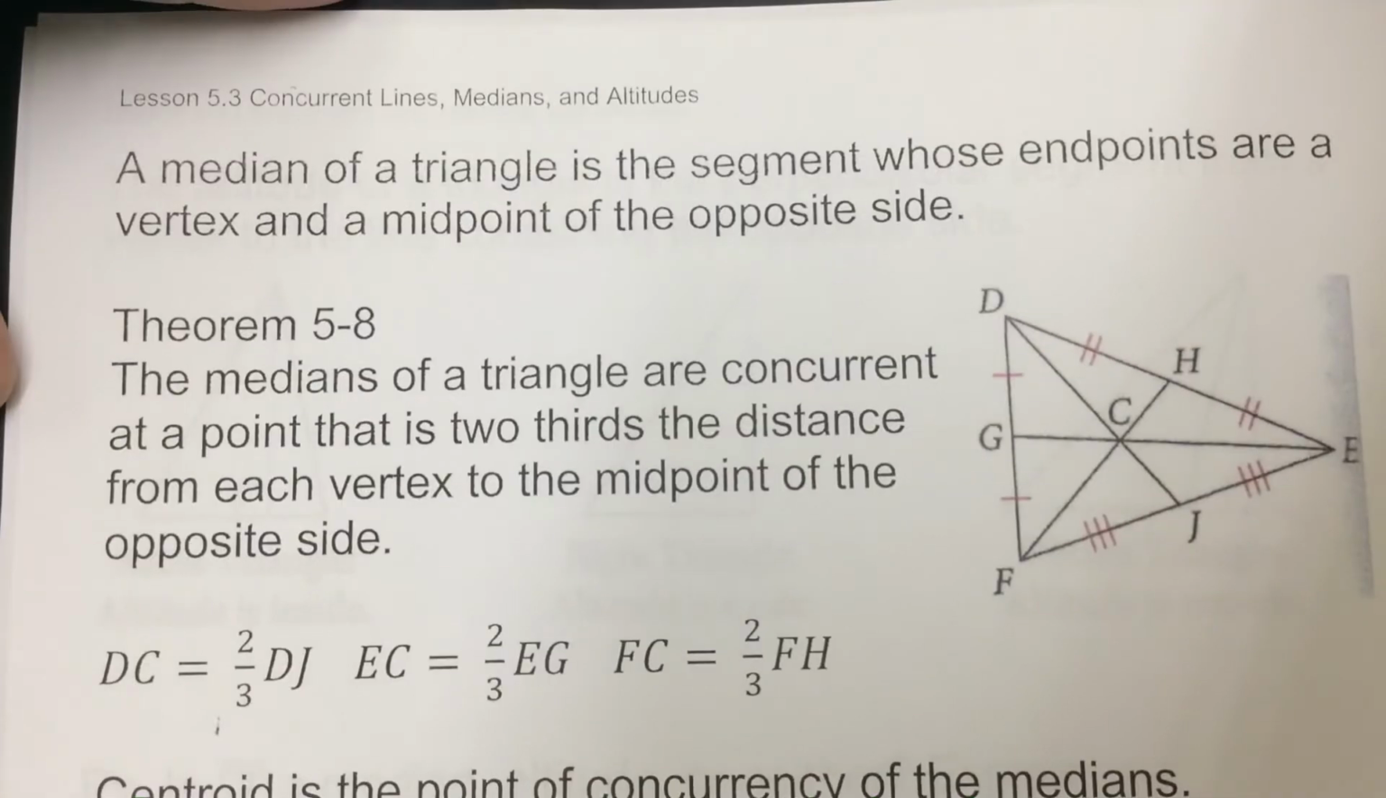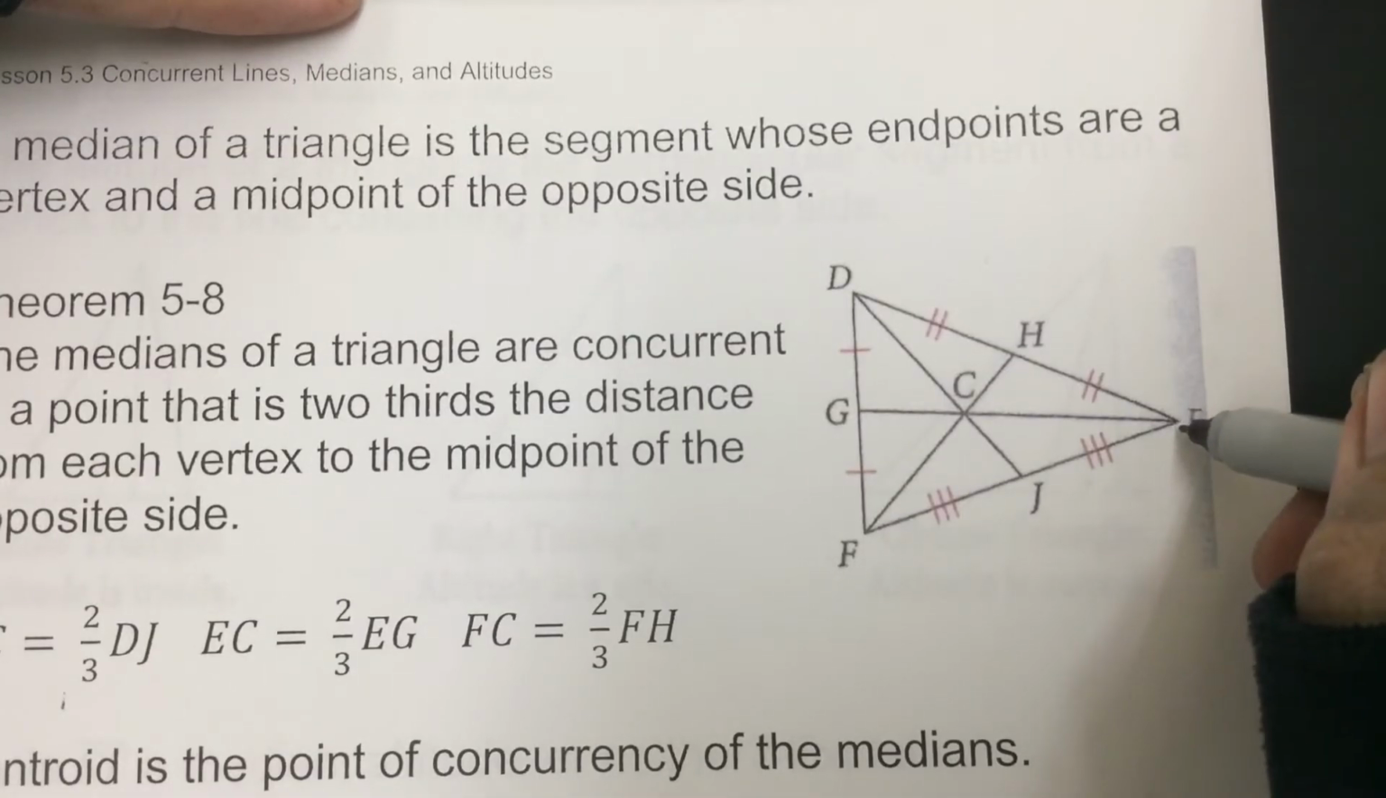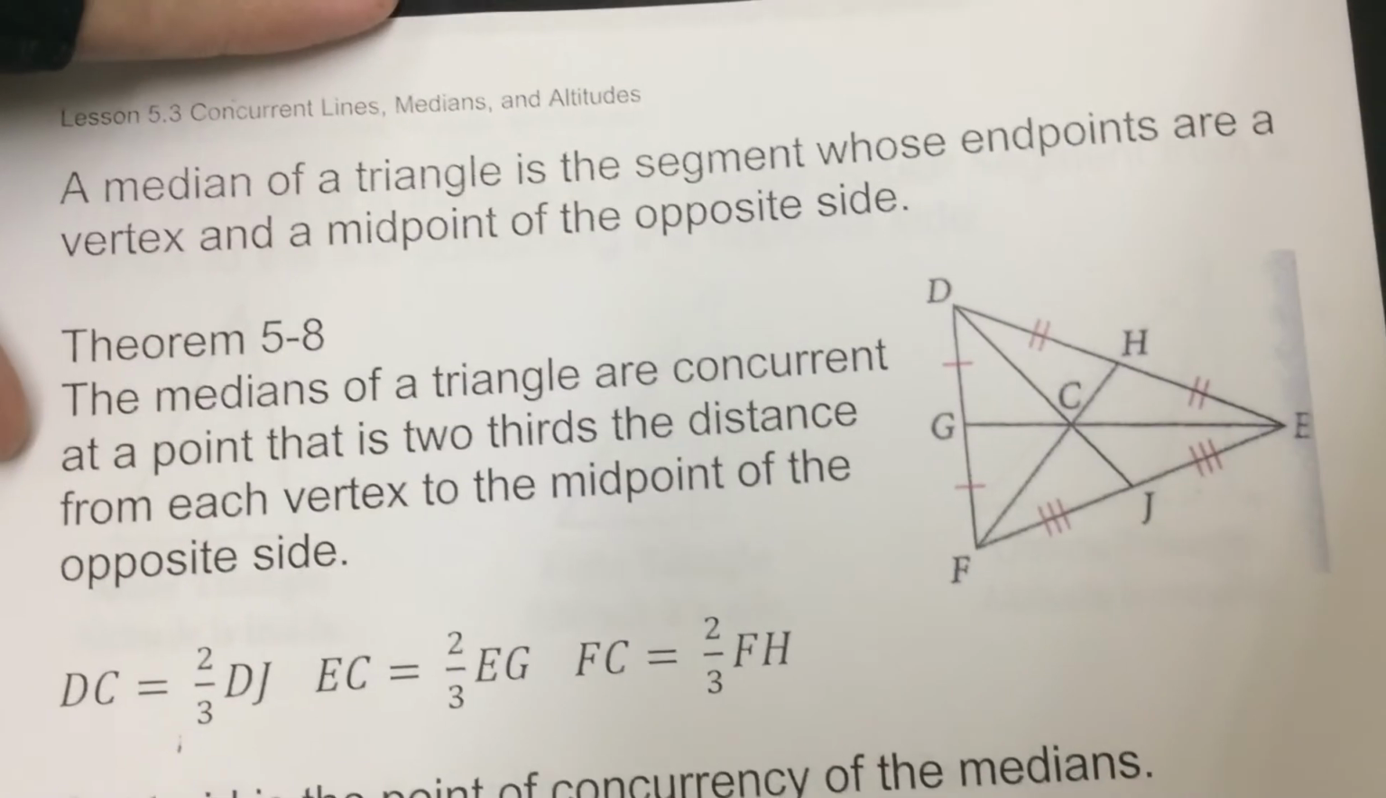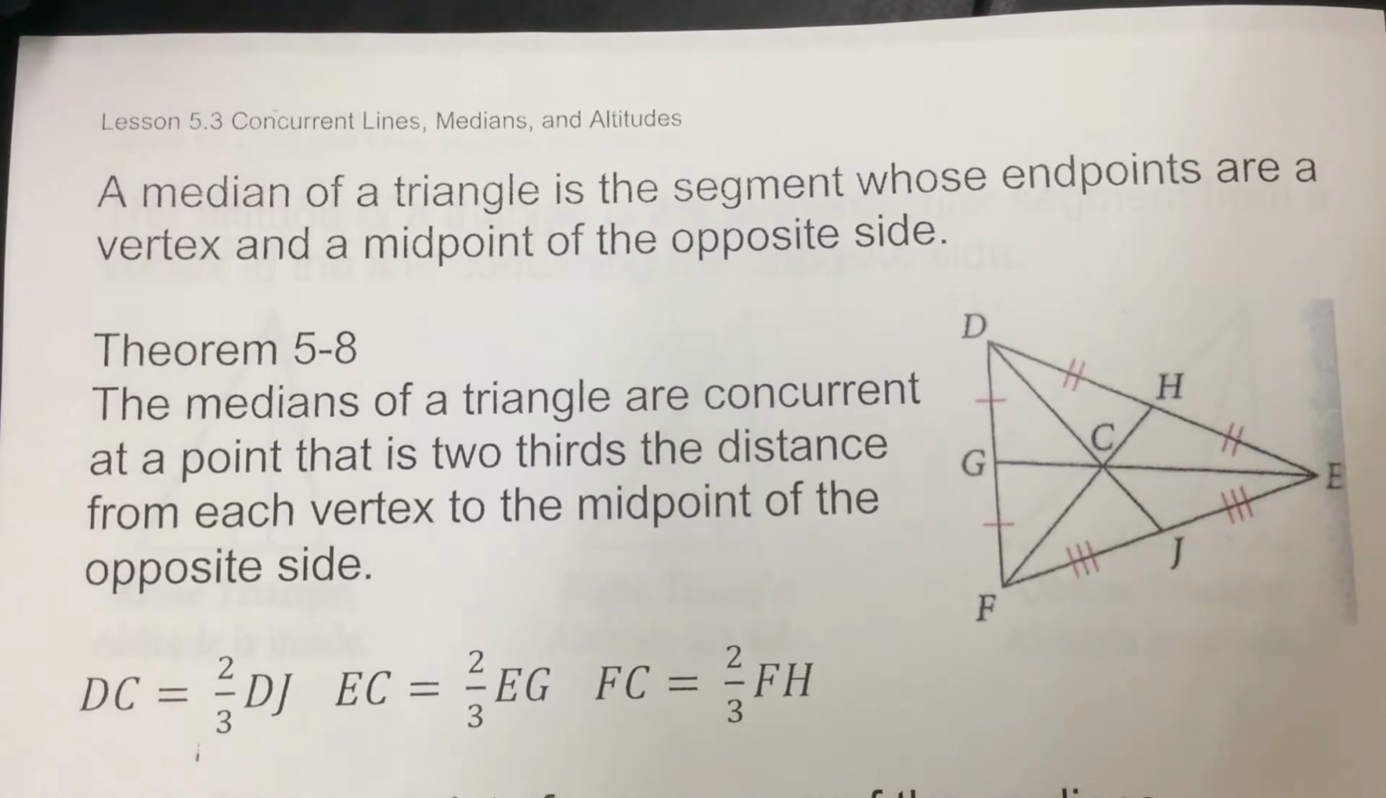Next, we have the medians. The medians of a triangle are where we go from the vertex, so the corner of the triangle, to the midpoint of the opposite side. Now, with that, we have our theorem 5.8, which is where the medians of a triangle are concurrent at a point that's going to be 2/3 of the distance from each vertex to the midpoint of the opposite side.